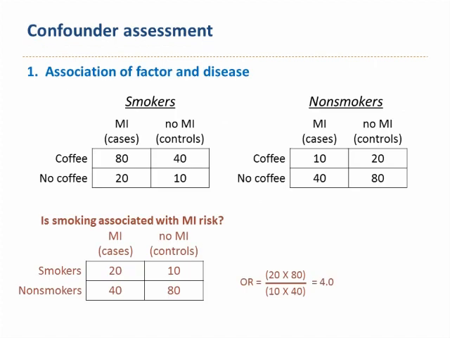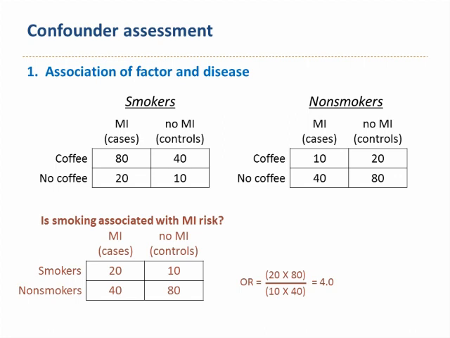Now, this initial evidence of an association between coffee drinking and myocardial infarction should raise some eyebrows. We don't really have much of a biological mechanism to support this association, and we might think, are there other factors that are non-causal explanations for this observation? One that might come to mind would be smoking. So we should ask ourselves, is smoking associated with MI risk?